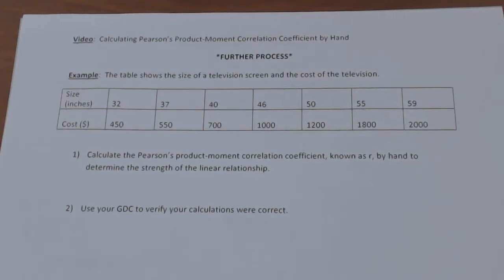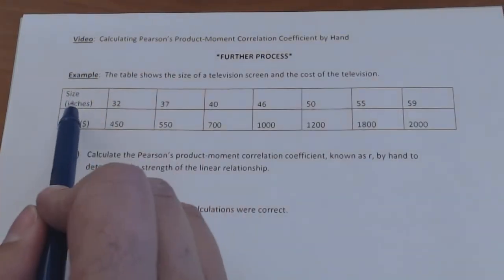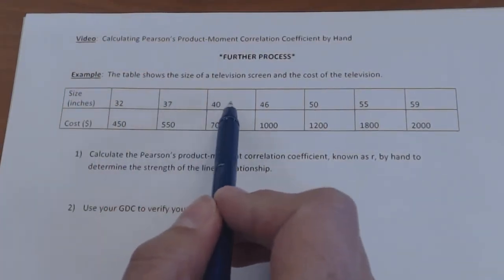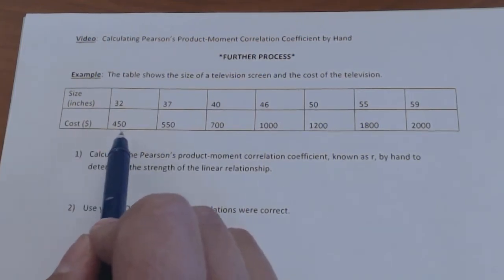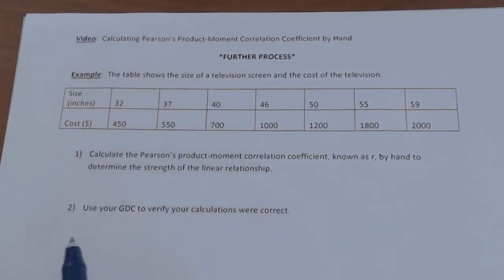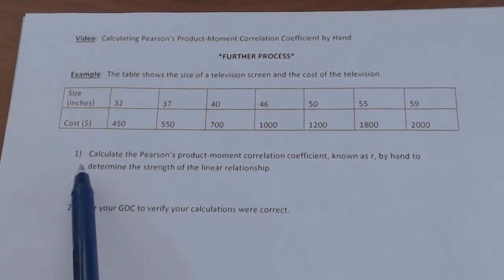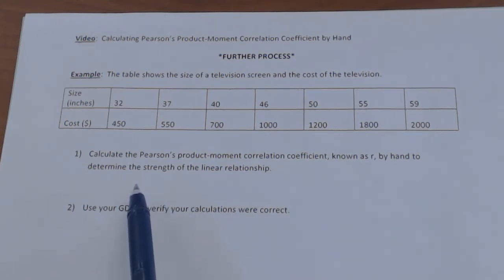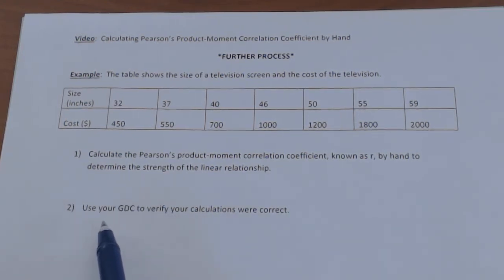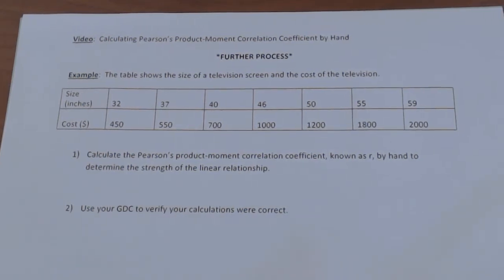The table shows the size of a television screen and the cost of the television. So we have size in inches, 32, 37, 40, 46, so on and so forth. And then we have the cost in dollars, 450, 550, so on and so forth. Number one, calculate the Pearson's product moment correlation coefficient, known as R, by hand to determine the strength of the linear relationship. Use your GDC, graphical display calculator, to verify your calculations were correct.